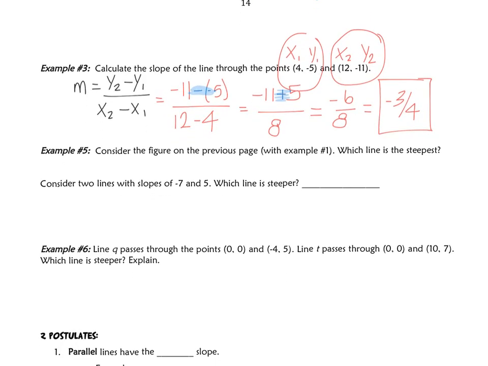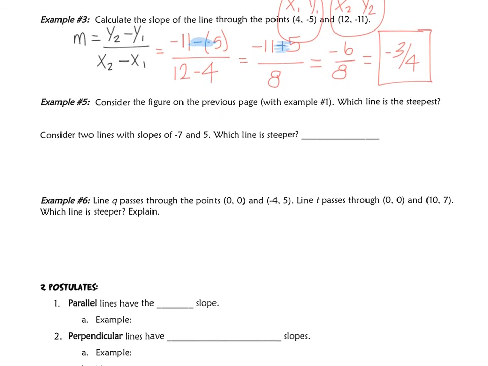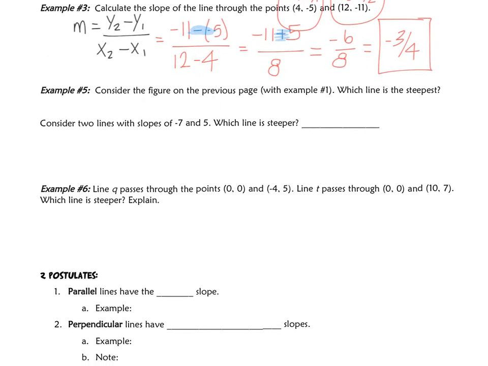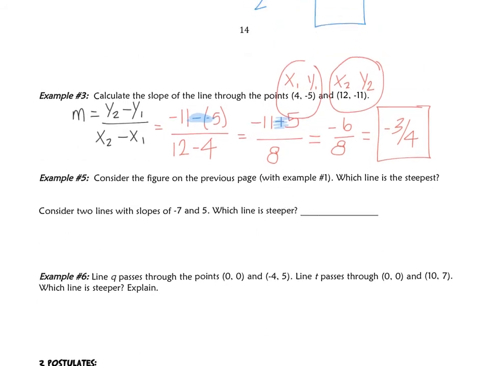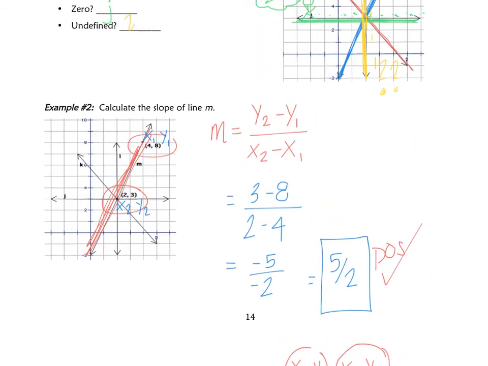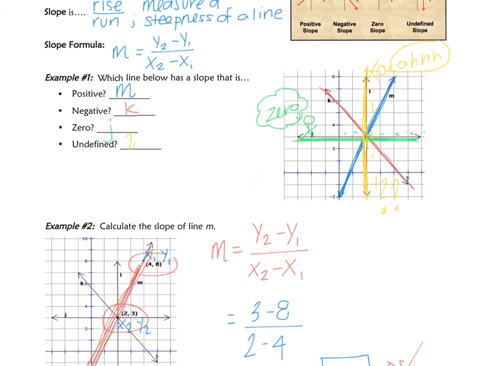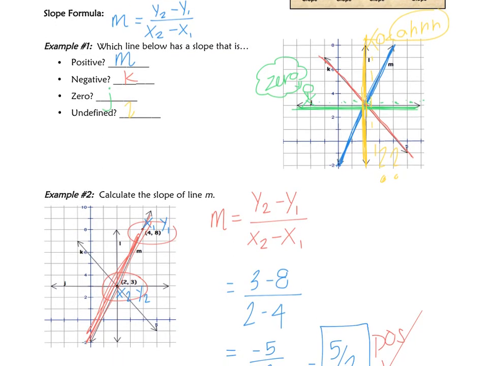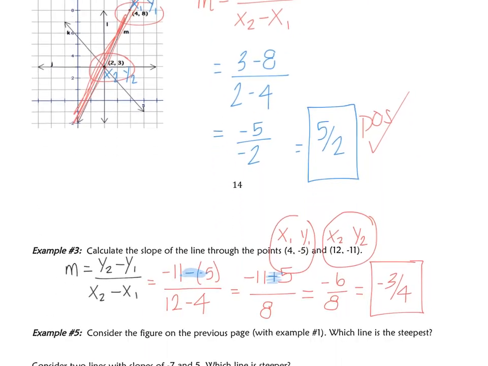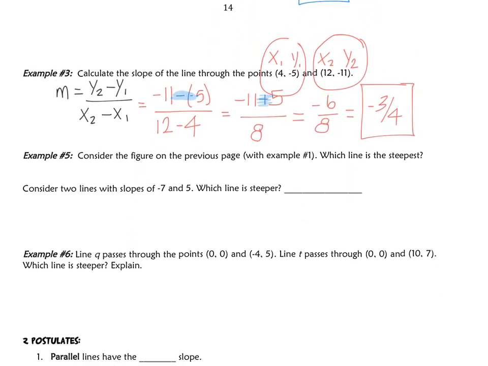Next one, consider the figure on the previous page with example 1. Which line is steepest? Well, if we go back, example 1, which one's steepest? That means which one increases really, really fast. Think of stepping up on stairs. Which ones would be super hard to step up on? Well, L, that vertical line, that is the steepest. So I'm going to write line L from the top. The reason why is because it increases and barely runs.